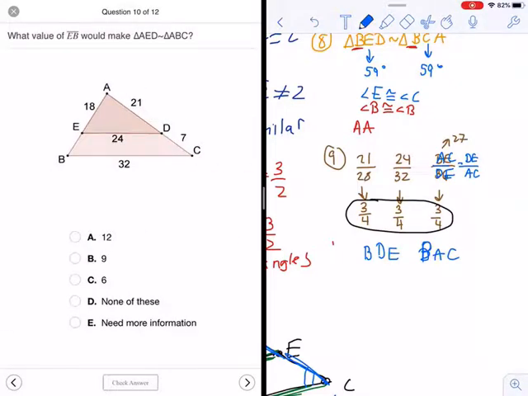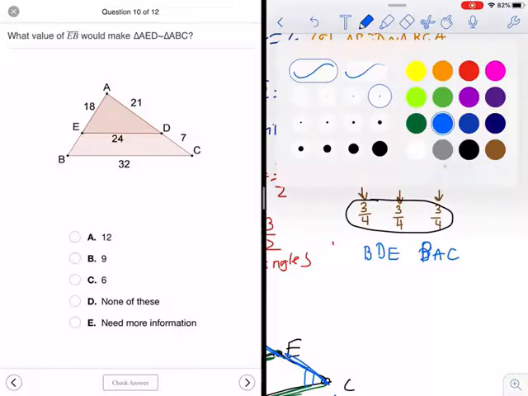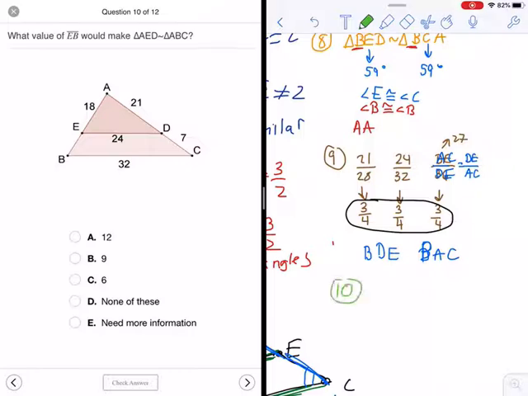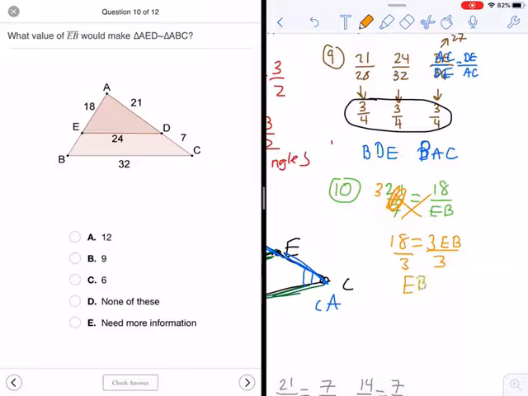All right. What's the value of EB that would make these similar? Well, let's just focus on this left-hand side. We have 21 compared to 7, and then we have 18 compared to EB. Again, sometimes you can simplify. This simplifies to 3. When you cross multiply, you get 18 equals 3 EB. Divide both sides by 3. EB equals 6. Hopefully I did this problem right.